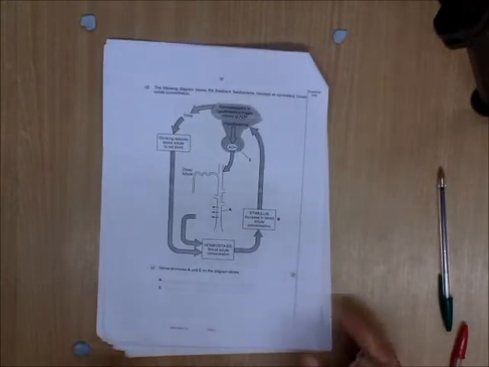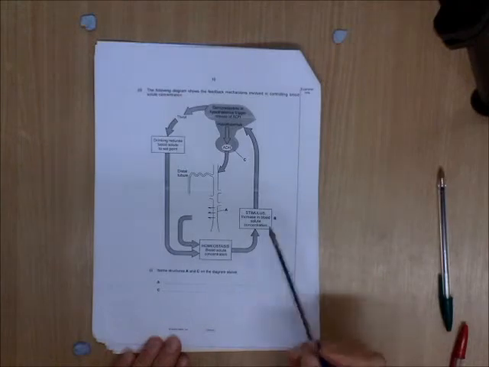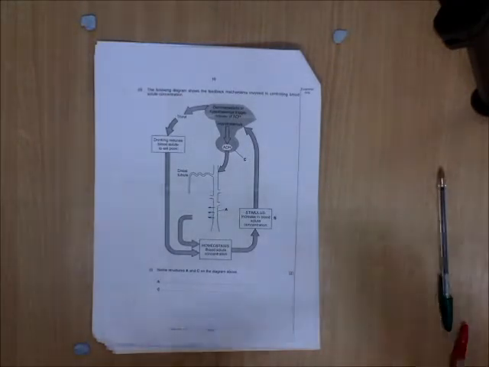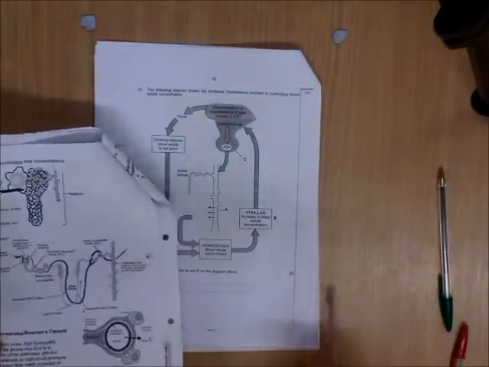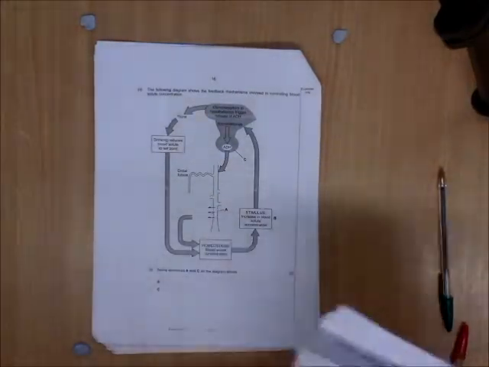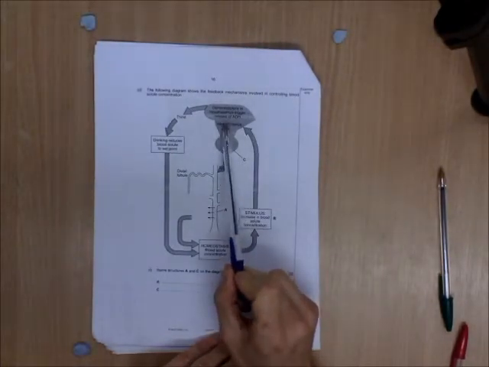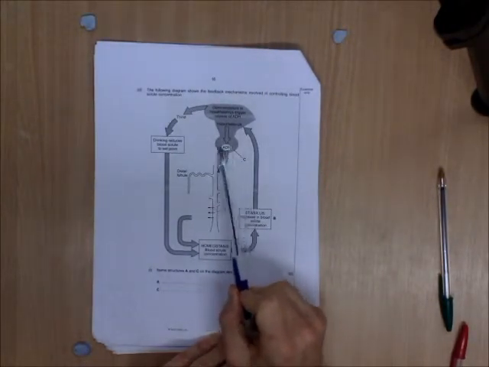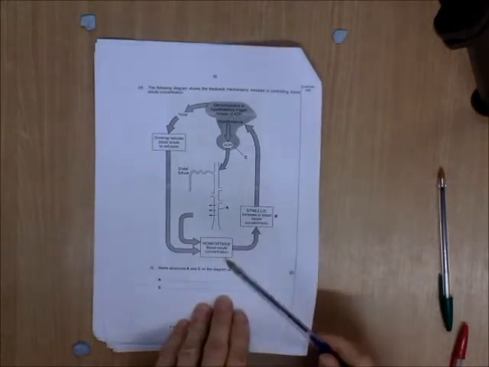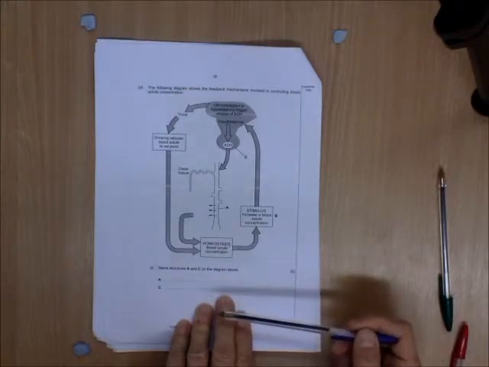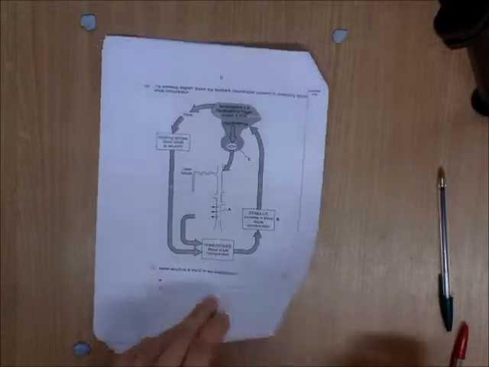Over the page, part D, name structures A and C. So A, well, that definitely looks like something in your notes there. And C, well, it's not the hypothalamus, but it's the other thing up there in your brain. Hopefully these are fairly easy, and your teacher will be able to tell whether you did much revision by your answers to this, possibly.